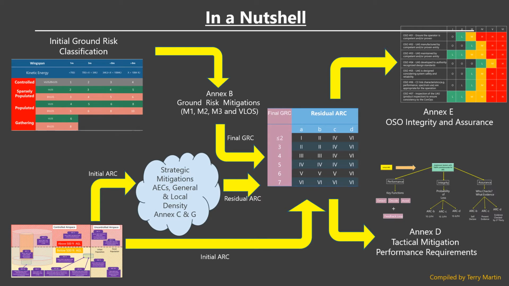There's an alternate in Annex C and D and G collectively, which allows for a combination of a somewhat murky cloud of strategic mitigations and using generalized and local densities. And at the end of the presentation, I'll allude to some of the elements in that cloud. But for the moment, we'll leave it be. And I think that gives you a fairly good overview of how the SORA works.